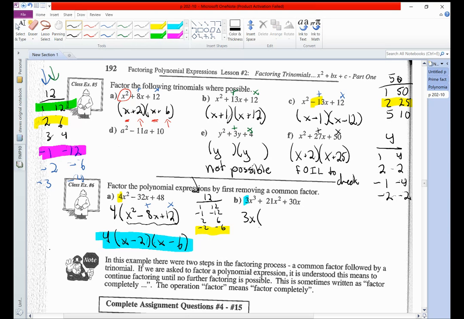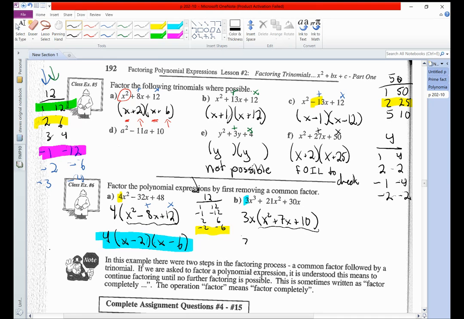So if I remove a 3x from the first term, 3 divided by 3 is 1. X cubed divided by x is x squared. And then 21 divided by 3 is 7. X squared divided by x is x. And then 30 divided by 3 is 10. And x divided by x just cancels out. Now that I've pulled a common factor out of that, I'm left with a trinomial in the form that I want it in, x squared plus bx plus c.